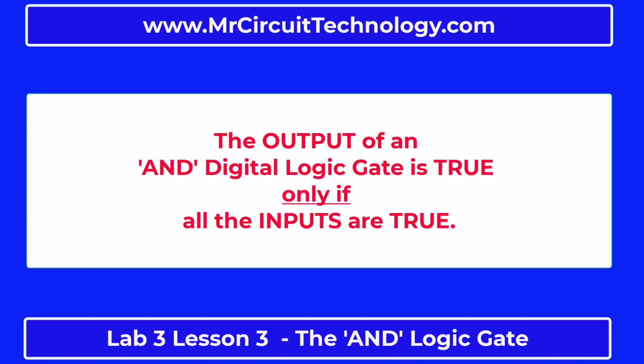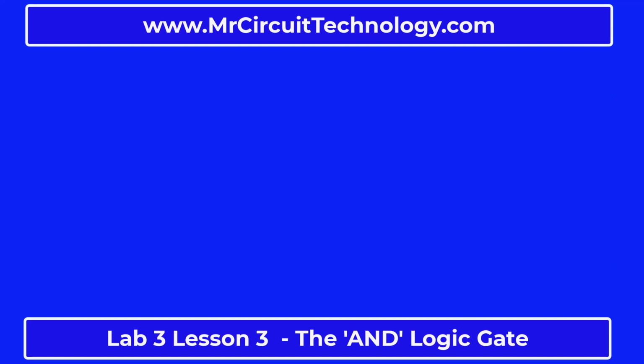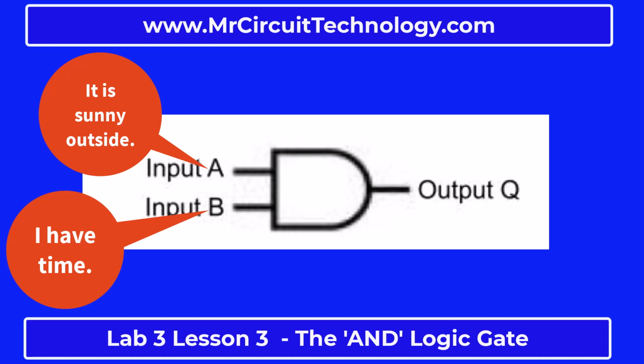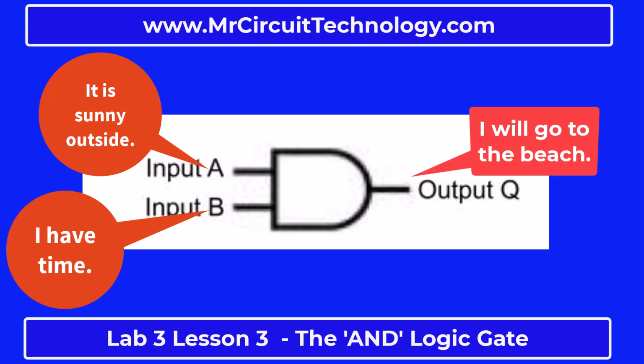Here is a practical example of a digital AND gate. Input A: it is sunny outside. Input B: I have time. Output Q: I will go to the beach. Since with a two-input AND gate, both inputs have to be true for the output to be true, it means I will go to the beach only if both conditions are true. That is to say, it is sunny outside and I have the time.